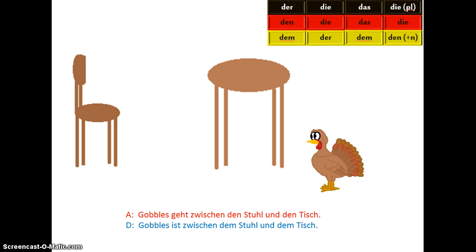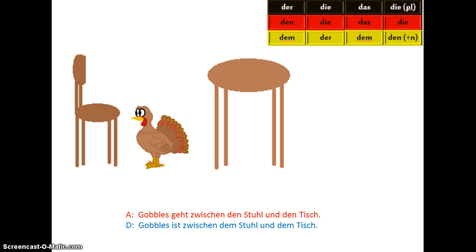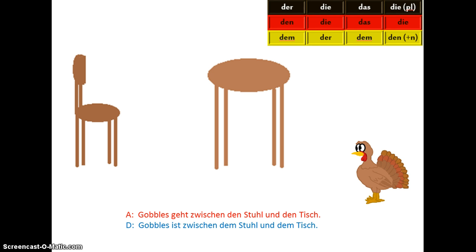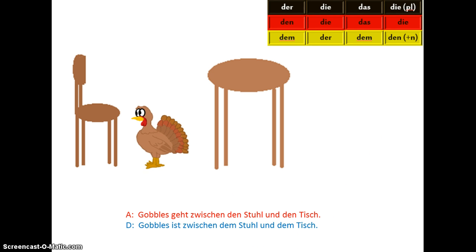Gobbles geht zwischen den Stuhl und den Tisch. See how he is going there? And see how I said geht? Geht, because he's going there, and gehen is to go. And see how I used den Stuhl and den Tisch? This is because in German, the gender for stool and table is der. And as you can see in the chart, the der accusative form is den, so that's why it's den Stuhl and den Tisch.